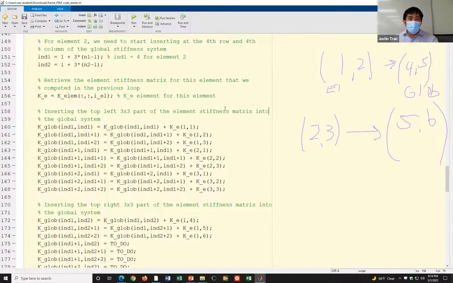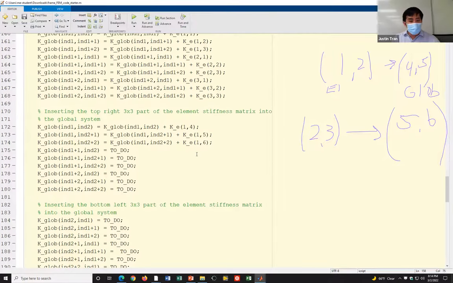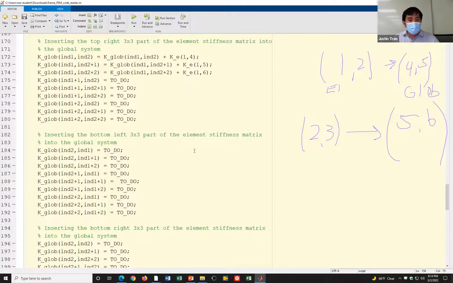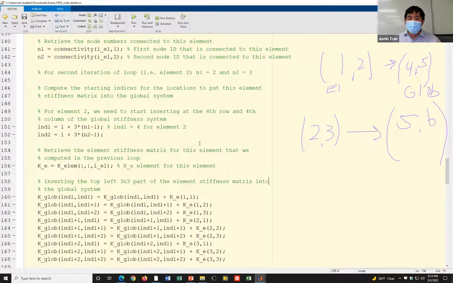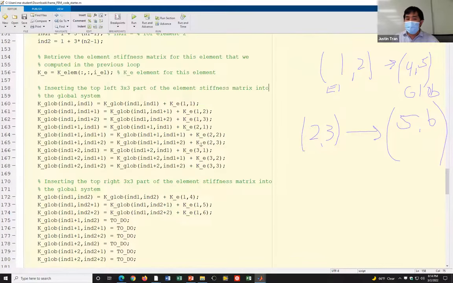Okay. But we'll talk about this again on Monday because I think it deserves a little more time for us to talk about it, because this is a key part of the program that I think most people generally struggle with. Okay. All right.